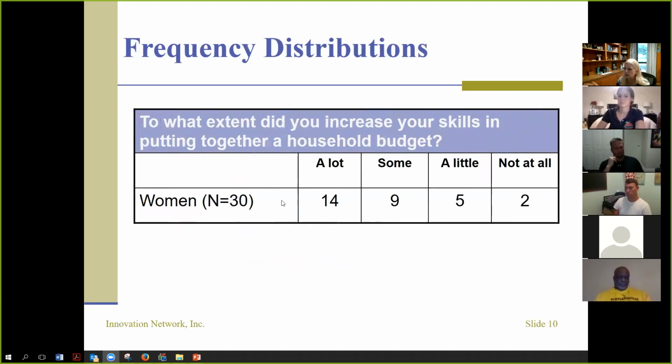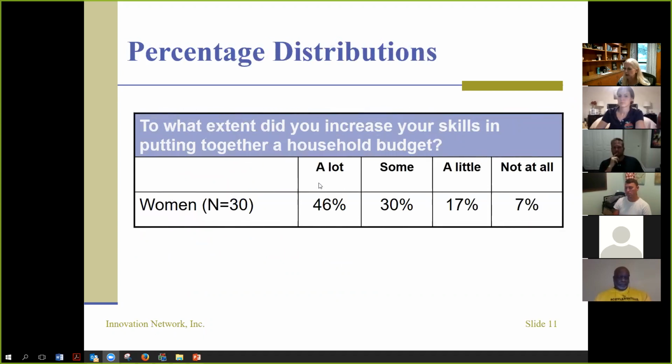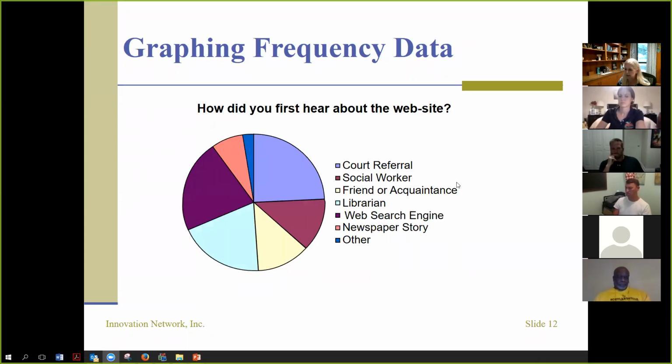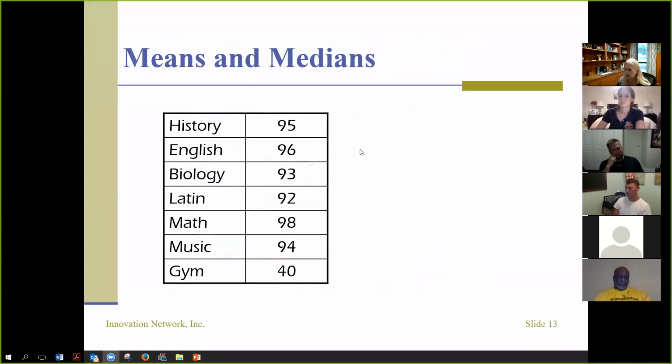Okay. So here we, again, talk about frequency distribution, so you can see what it looks like numerically. Percentage distributions, again, the same thing. So this is how the answer to this question came out. Graphing frequency data, so you can graph it both by number and percentage. And most often, too, for us, we really deal a lot in percentages because raw numbers don't have meaning unless you know the total amount of the group and where they fall. Okay, so again, just another graphic way to show it.